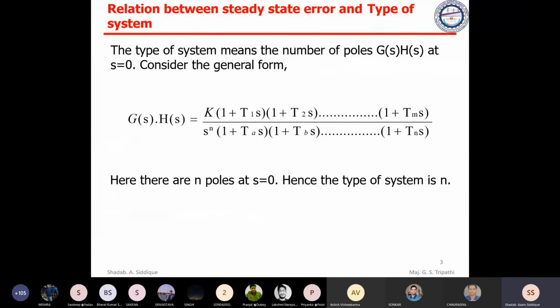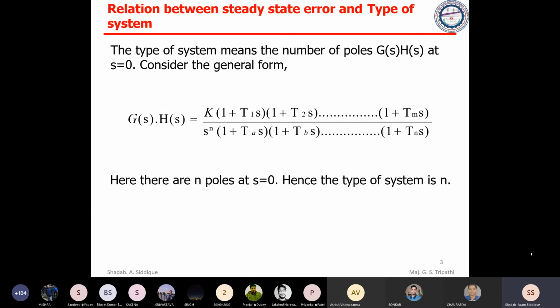Okay, so now we can see the relationship between steady state error and type of a system. How using the type of a system we can find the steady state error. This is the standard time constant form of an open loop transfer function. The type of a system means the number of poles of G(s)H(s) at s equal to 0. Already we have seen in the last slide.